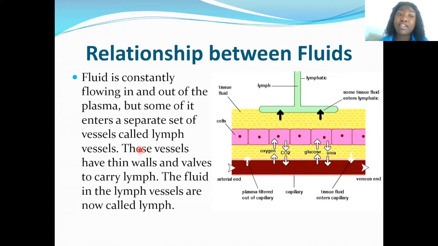Fluid is constantly flowing in and out of the plasma. That's this yellowish region here. But some of it enters a separate set of vessels called the lymph vessels, and this green portion is what we call the lymph vessels. And how does the lymph vessel collect this fluid? These vessels have thin walls and valves to carry lymph. And that fluid, once it reaches the green portion, is what we call lymph.